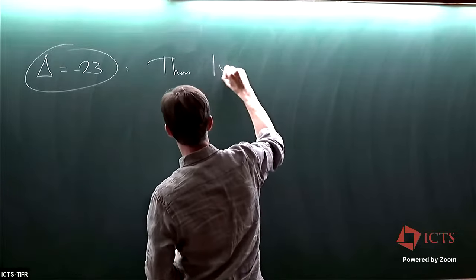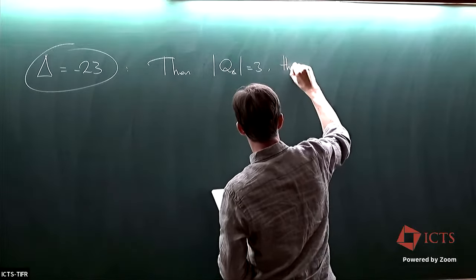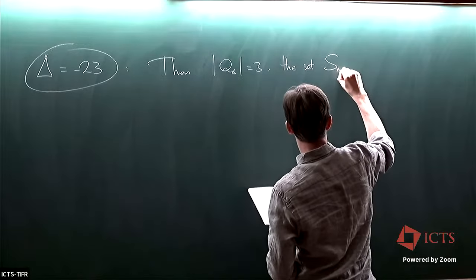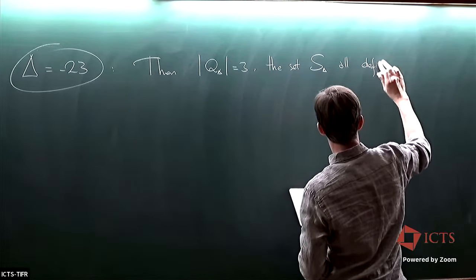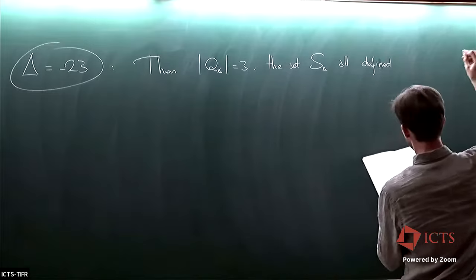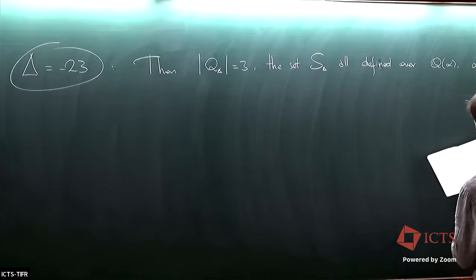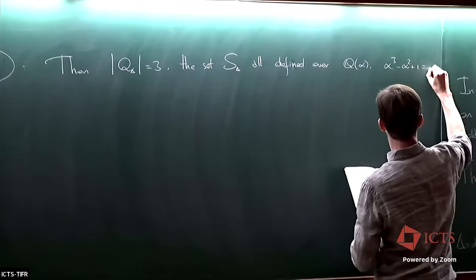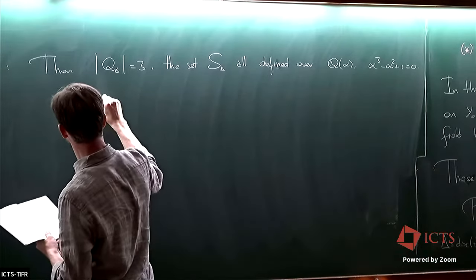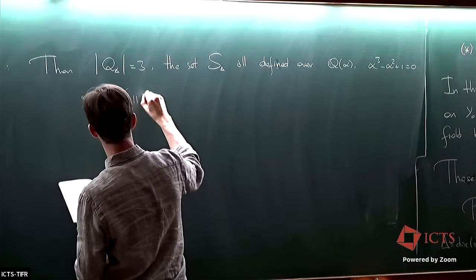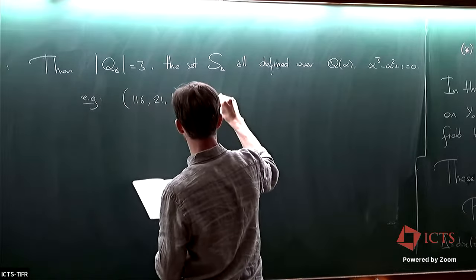So then the size of Q delta is precisely 3. And all of the points in the set, their coordinates x and y, are all defined over Q adjoin alpha, where alpha cubed minus alpha squared plus 1 is equal to 0. So just to give you a couple of examples, the best way really to do this is not to read these numbers, but to compute them yourself. I just want to give you a quick view of what this kind of thing looks like.